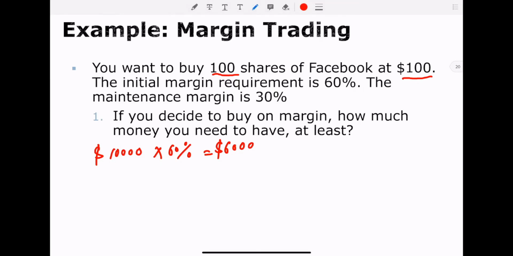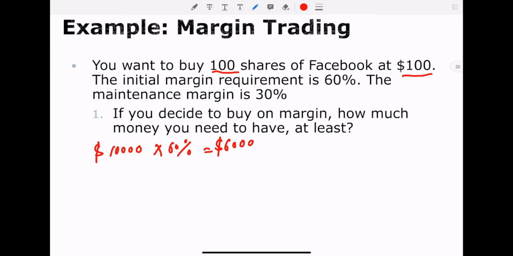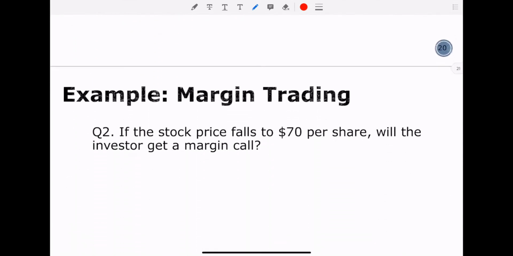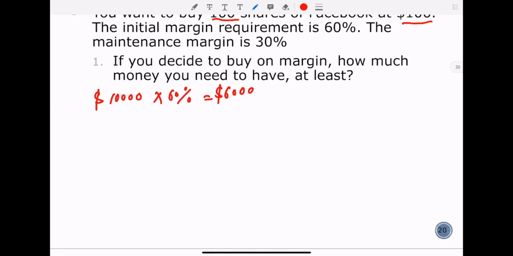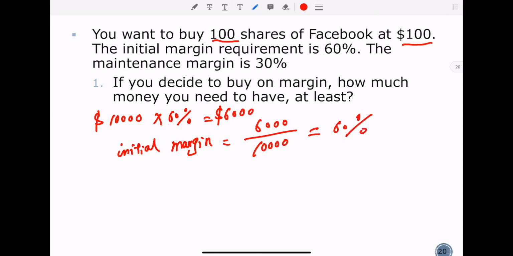Okay, let's see the second. Oh, by the way, from this problem, you can see that initial margin is equal to 6,000 divided by $10,000, which is 60%. One way to think about the margin is the balance sheet.